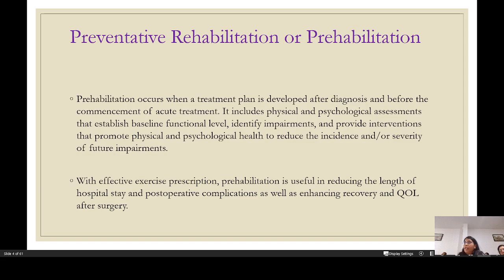So, preventive rehabilitation. Rehabilitation occurs when treatment plan is developed after the diagnosis and before the commencement of acute treatment. It includes physical and psychological assessment that establish baseline functional level, identify impairment, and provide intervention that promote physical and psychological health to reduce incidence and severity of future impairment. With effective exercise prescription, rehabilitation is useful in reducing length of hospital stay and complications.